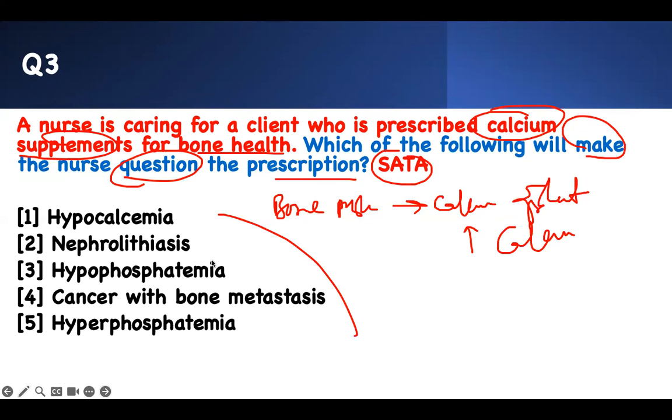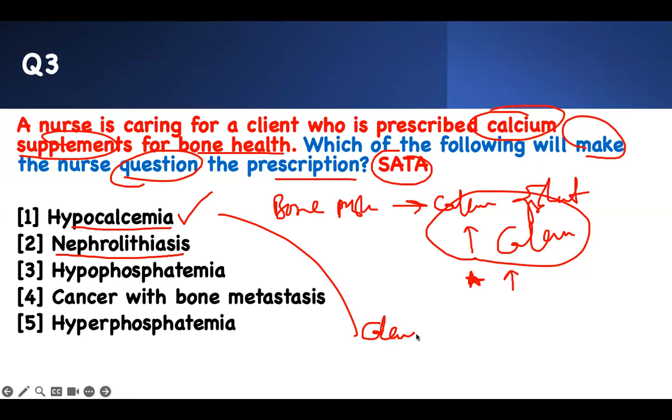If you have this problem in your history, that's something you should question. If I'm going to increase your calcium, you should not have any condition that is also increasing your calcium. If your calcium is low, yeah, I'll give you supplements. You're good. If you have kidney stones, nephrolithiasis, most kidney stones are calcium based. That means your calcium is too much already. And if I give you calcium, you're going to get more calcium stones. Hey, I don't like you.